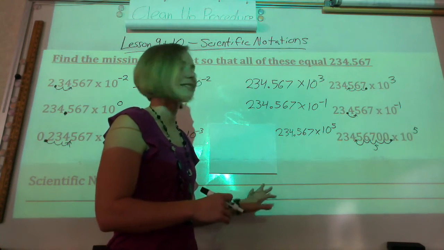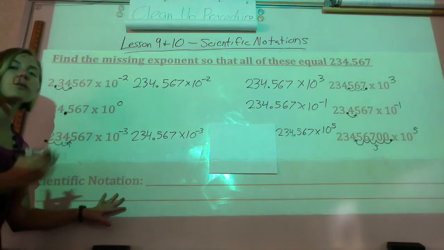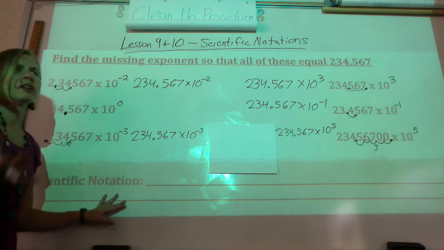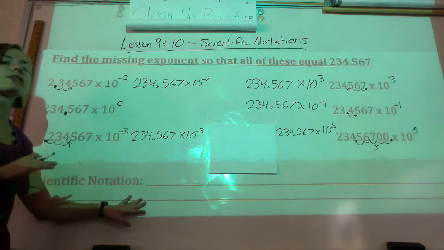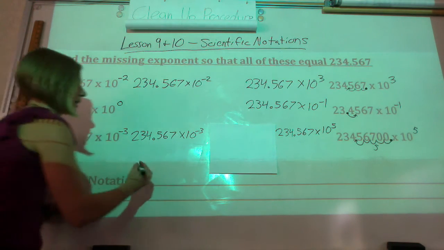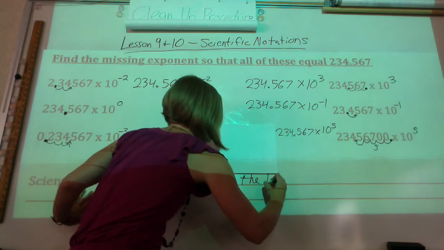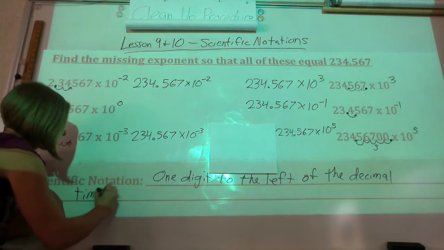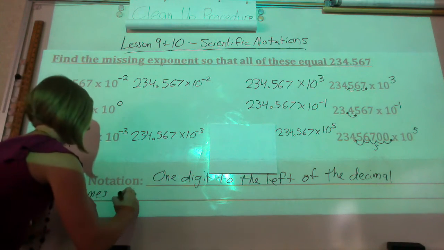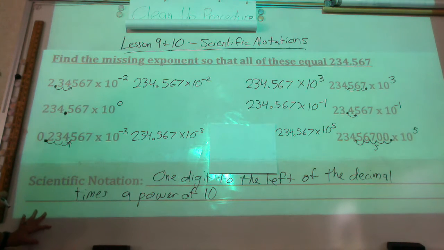Okay, so let's get down a definition for scientific notation. Scientific notation is just a way for scientists and mathematicians to use really, really small or big numbers without it being a pain. So there's always a standard form that it's in. It's always 1 digit to the left of the decimal times a power of 10. And you are probably thinking, none of these are like that, and you're absolutely right.